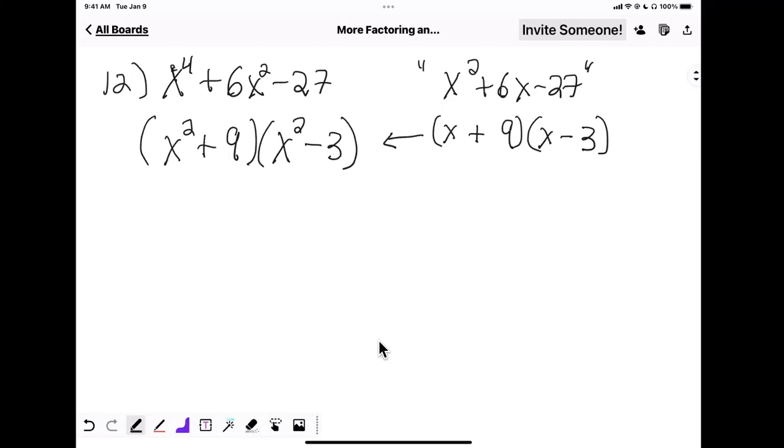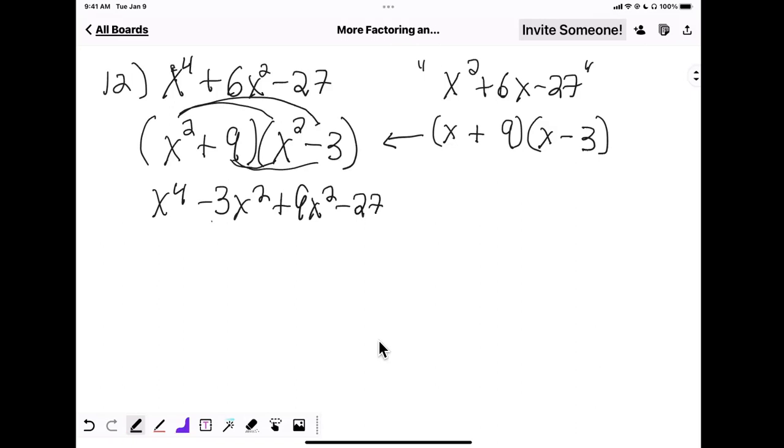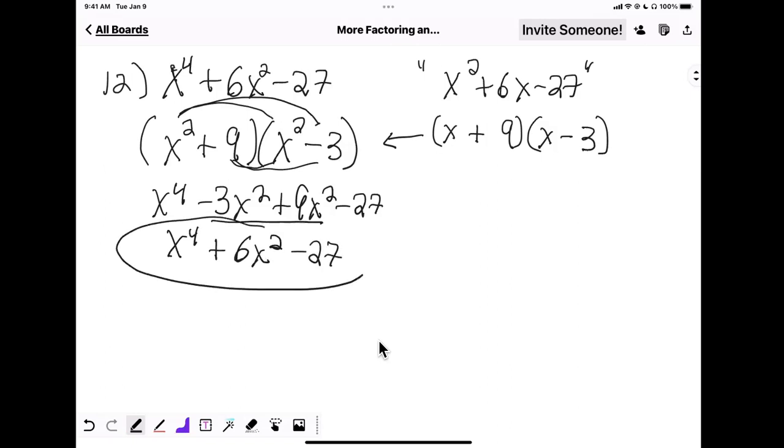It's exactly the same as that: we take x and we make it x squared. And you'll see, we'll multiply it out, I'll show you. X squared times x squared, x to the fourth; x squared times negative 3, negative 3x squared; 9 times x squared, 9x squared; and 9 times negative 3 is negative 27. And when you put it together, you're going to get exactly what we started with, x to the fourth plus 6x squared minus 27.